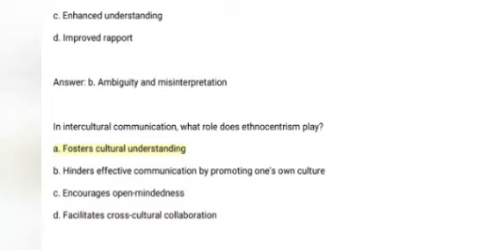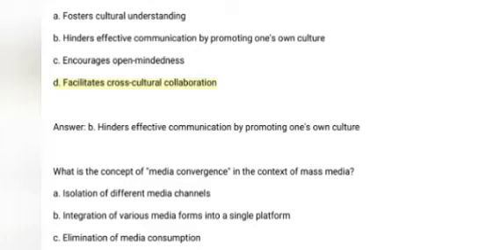In intercultural communication, what role does ethnocentrism play? A. Fosters cultural understanding. B. Hinders effective communication by promoting one's own culture. C. Encourages open-mindedness. D. Facilitates cross-cultural collaboration. Answer: B. Hinders effective communication by promoting one's own culture.